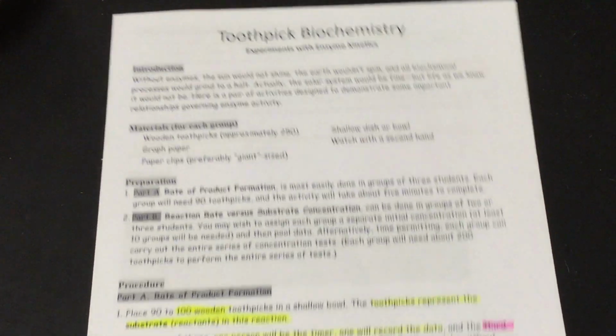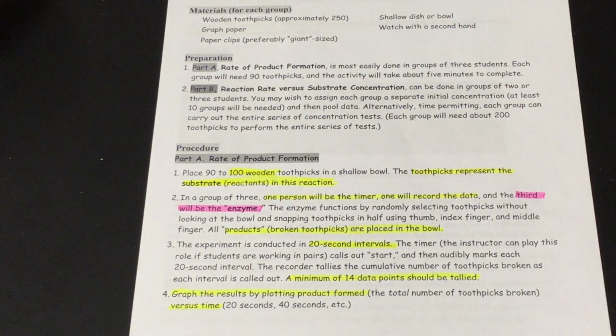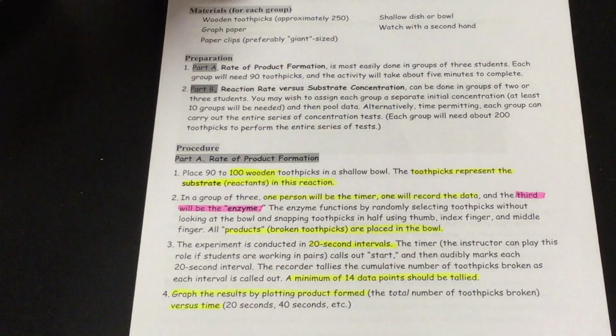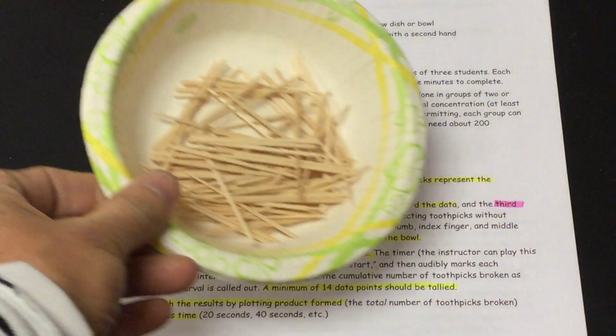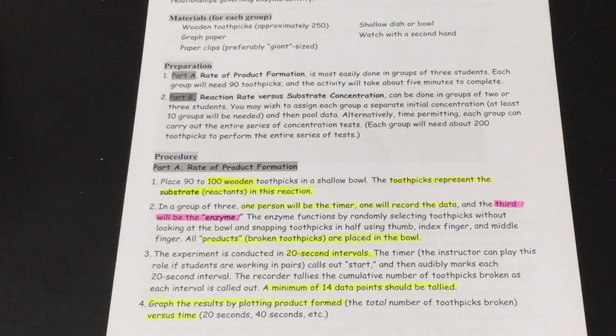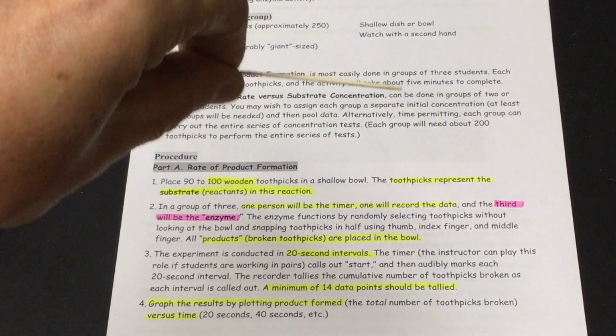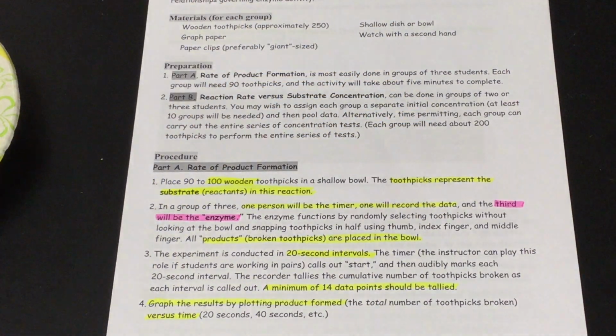So if you look down here for the procedure of the first part, there are a couple things that you should realize. What we're looking at is, in a bowl, and I already have this set up, 100 toothpicks. And what these toothpicks are representing is the substrate. The substrate is what the enzyme acts upon. So let's say each toothpick represents maltose. It's a disaccharide made up of glucose and glucose. And this particular substrate of maltose, we want to break it down into smaller substances of glucose and glucose.